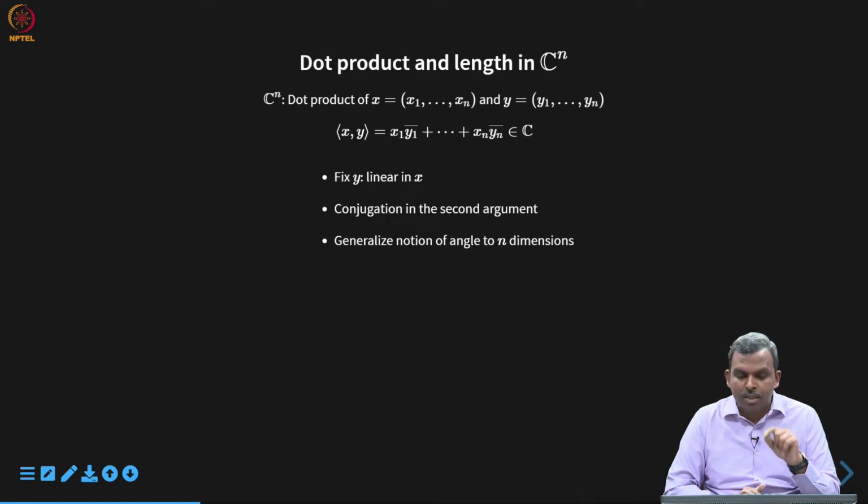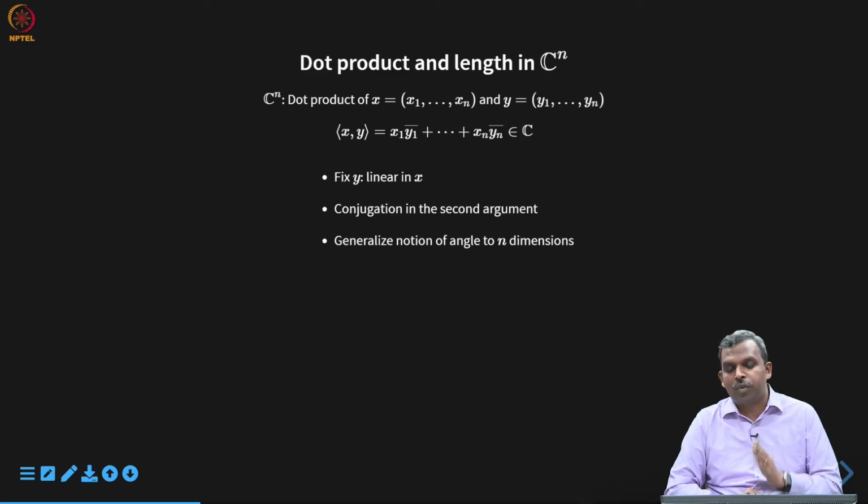And what is that complex scalar? It's calculated precisely like that, and the conjugate is important. Now, if you look at what happens, these properties are still true. If you fix one of the vectors, particularly y, then you have linearity in x. Notice how I'm conjugating y, and that's why the conjugation doesn't interfere with the linearity. So if you fix y, then it's linear in x. Conjugation is in the second argument.